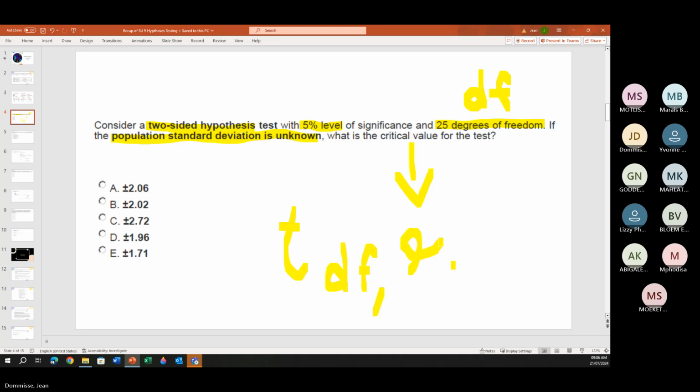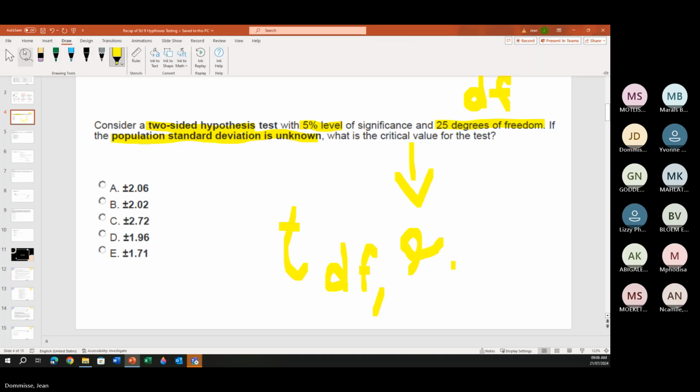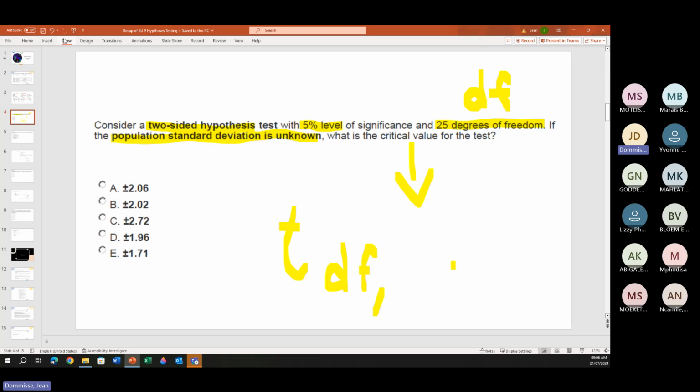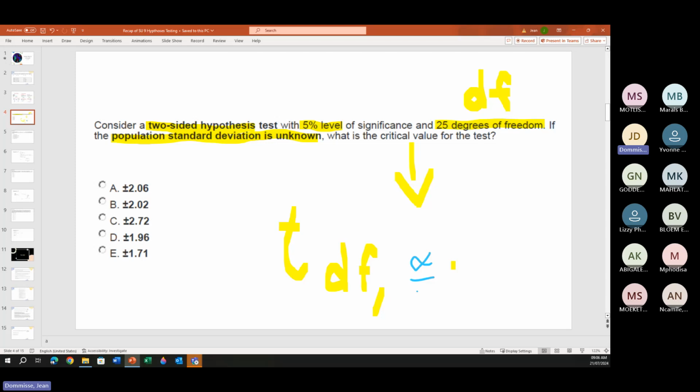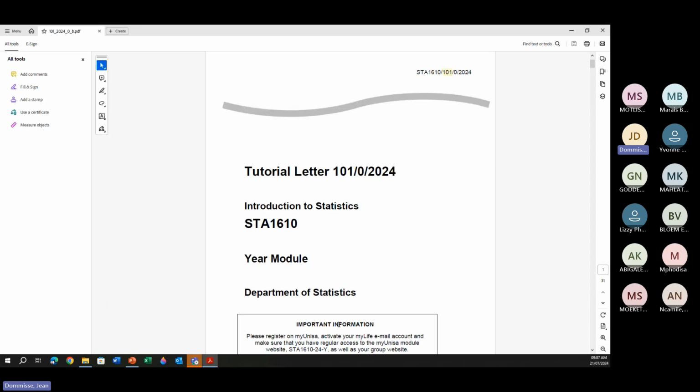and let's write alpha. It is, and let's get alpha divided by 2. Okay, so that is what we're going to look for. Again, that is where you start using the t-table. The t-table again is in two places. It is in your study guide, or it is also in study letter 101.